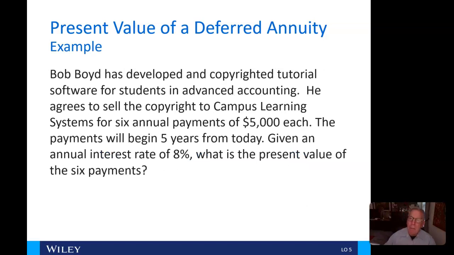Here, Bob Boyd has developed and copyrighted tutorial software for students in advanced accounting. He agrees to sell the copyright to Campus Learning Systems for 6 annual payments of $5,000 each. The payment will begin 5 years from today. Given an annual interest rate of 8%, what is the present value of those 6 payments? Okay, we got to do the 3 steps.